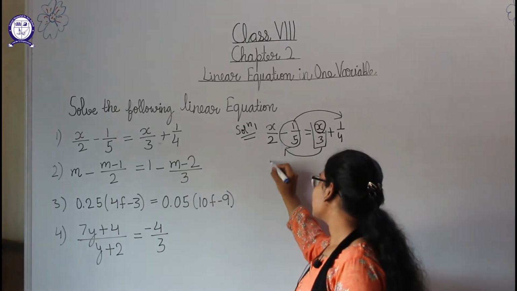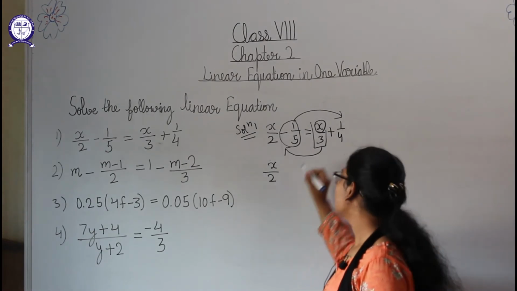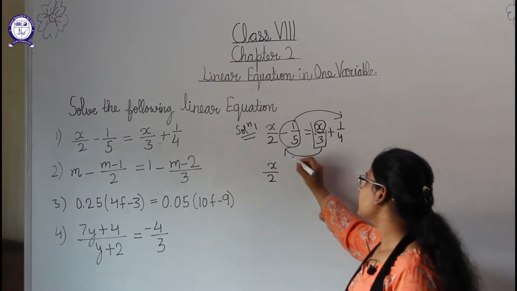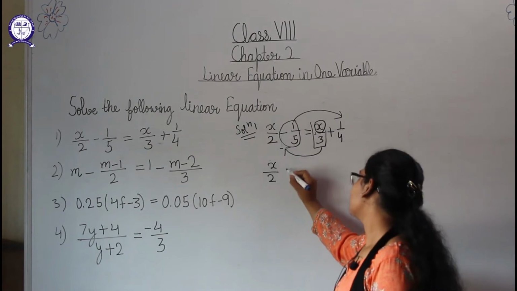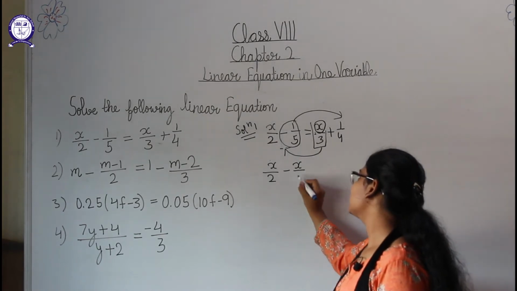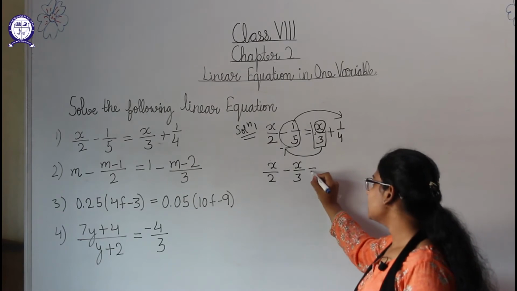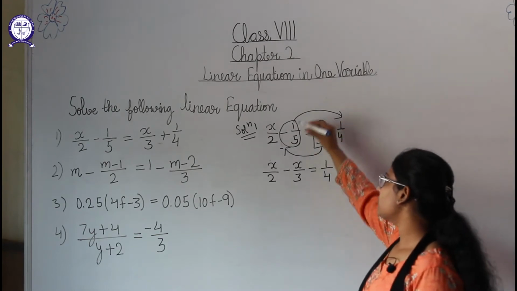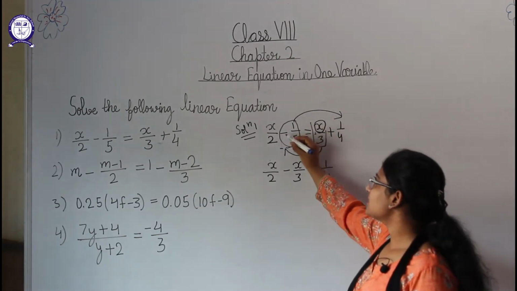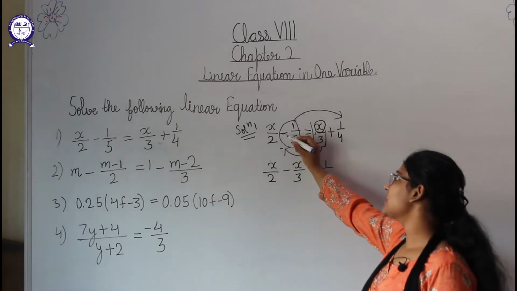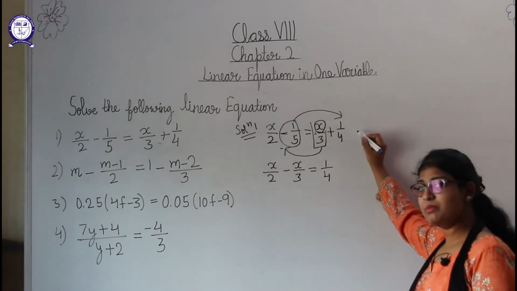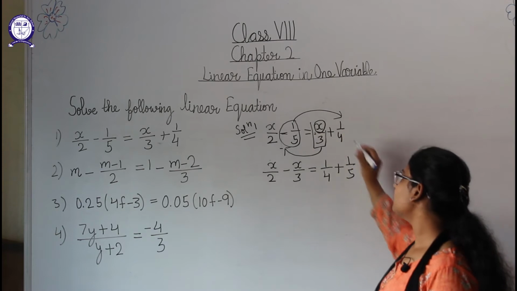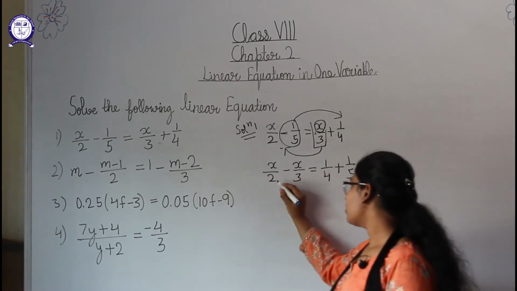So here x by 2 is here, so we will write it as it is. Now this x by 3 here is positive, so if it comes to that side, it will be negative. So it will become minus x by 3. Now the equals to sign is here, 1 by 4 is here, we will write it as it is. Now we are taking this 1 by 5 to this side, and as it is negative, on this side it will be positive, so minus 1 by 5 will become plus 1 by 5. Okay, now we will solve.